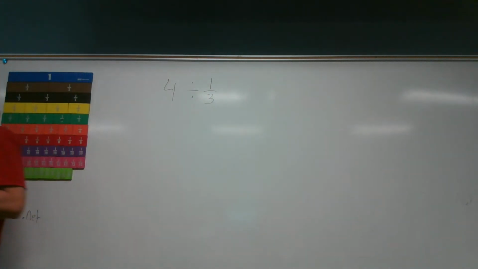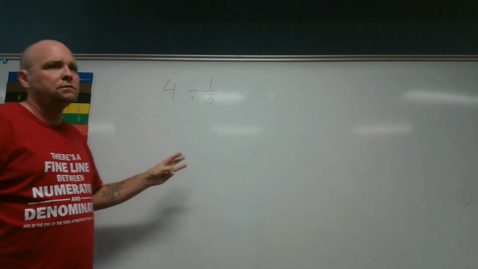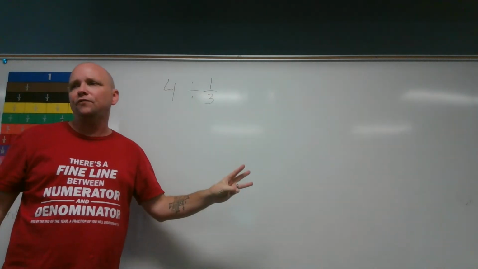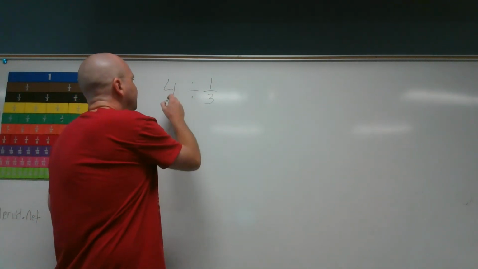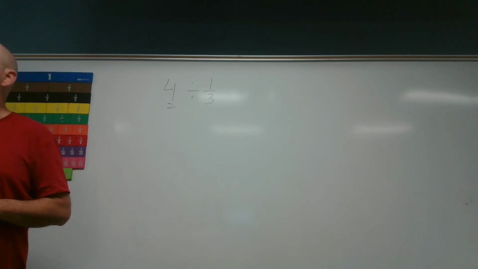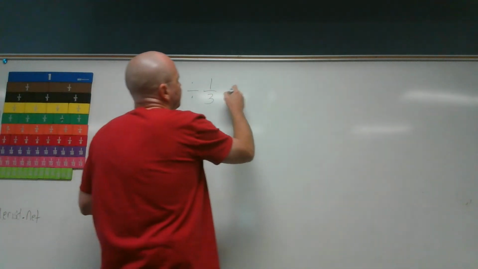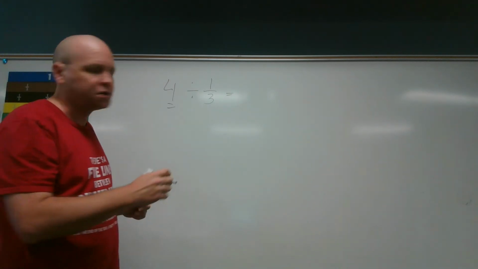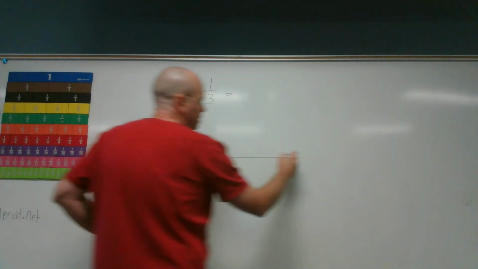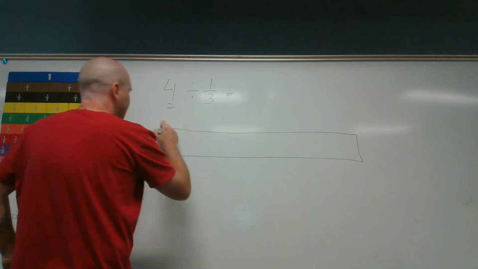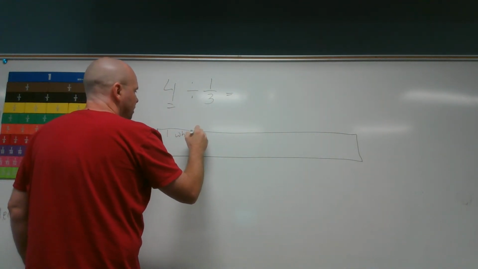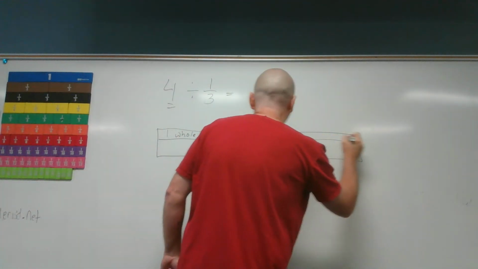We have this problem that has a whole number divided by a unit fraction. If my whole number is first, if my whole number is my dividend, that tells me my answer is going to be a whole number, not a fraction. Then you have a picture that looks probably vaguely like mine will.